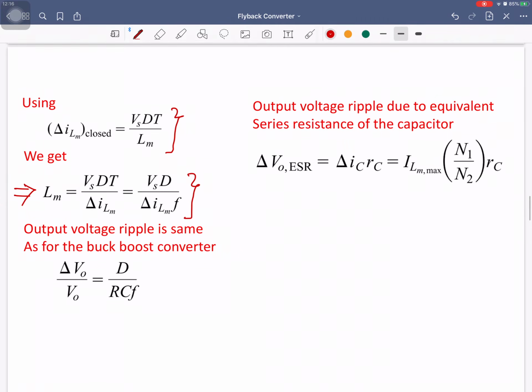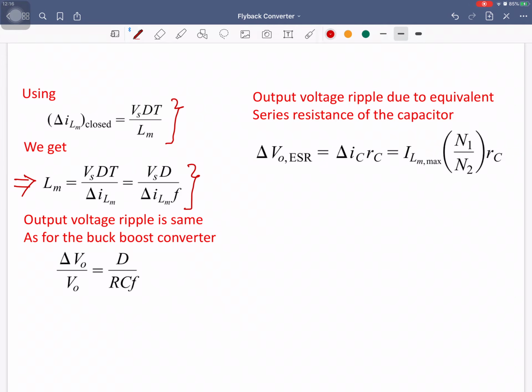And then how you can find out the voltage ripple, as it is the buck boost converter. So all the concepts of buck boost converters can be applied, and we have discussed it. We have derived this expression when we were discussing the buck boost converter. So the voltage ripple can be calculated with the help of this one.